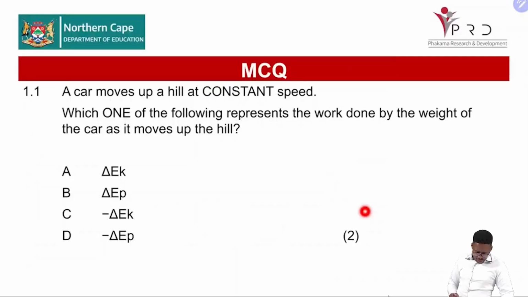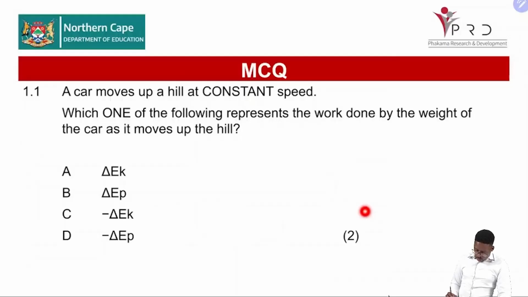Then here is a multiple choice question. Now, I am interested in your response. A car moves up a hill at constant speed. That's what is happening.